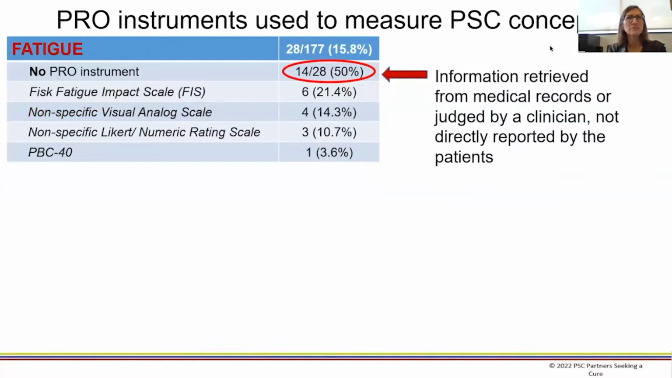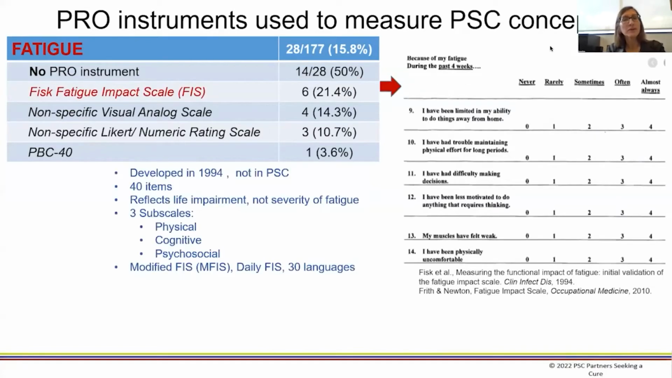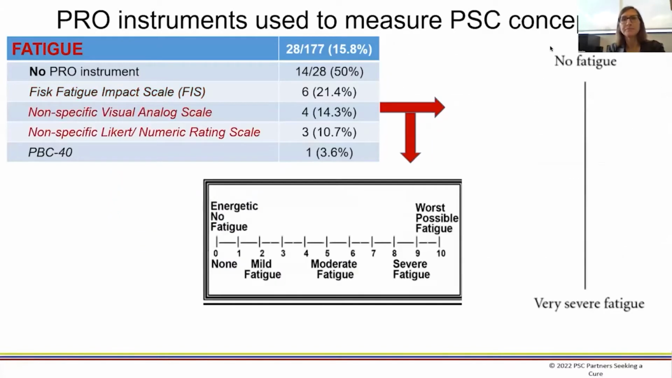And then if you take another symptom like fatigue, that's very pervasive in patients with PSC, again, only 50% of studies that talked about fatigue used an instrument to evaluate that. The rest of it came from medical records or was judged by the clinician. When a PRO instrument was used, studies mostly used the Fatigue Impact Scale. It's an old instrument. It was not developed in patients with PSC. It's long. It does evaluate three different types of fatigue, and it's been modified and used a lot, but it's not been reliably evaluated in patients with PSC. The other types of instruments for fatigue, again, are visual analog or numeric rating scales, kind of like the ones indicated here.